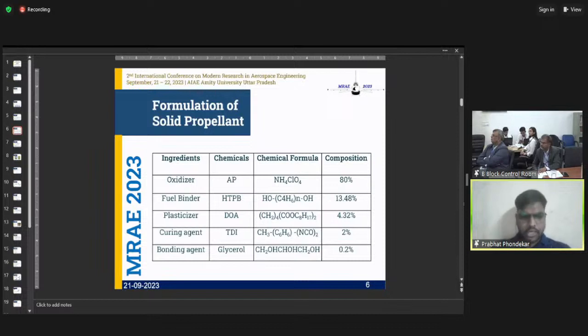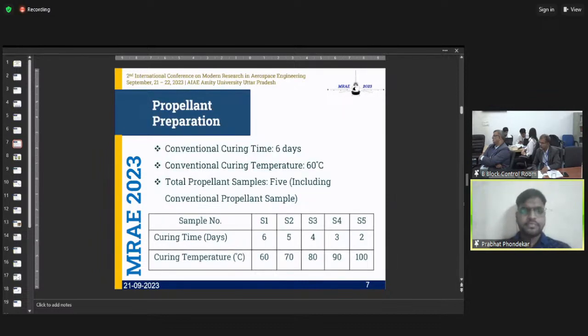Next one is the curing agent. The curing agent enhances the curing properties of the propellant, so basically it reduces the curing time. Most commonly used are TDI or IPDI, toluene diisocyanate. These are the curing agents we can use. And the last one is the bonding agent, which is used to provide good bonding between all the ingredients. Glycerol is most commonly used. So these are the ingredients that I have used for my study.